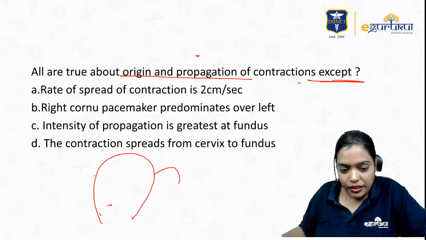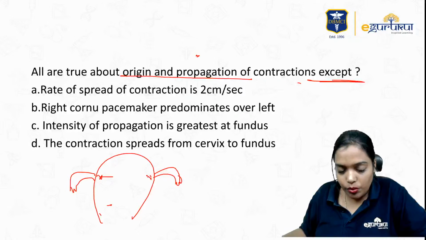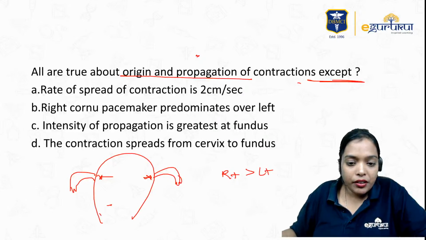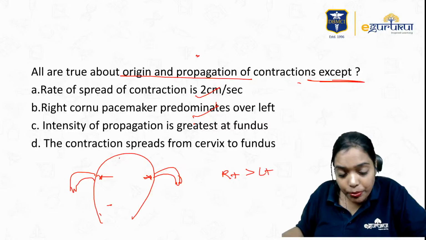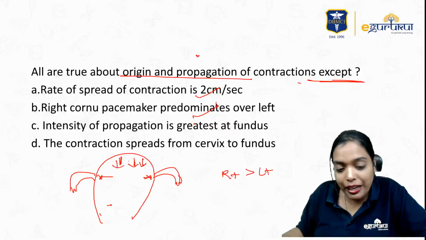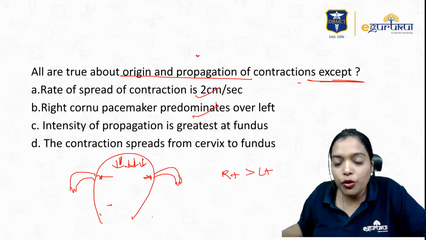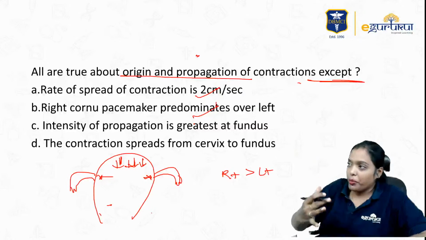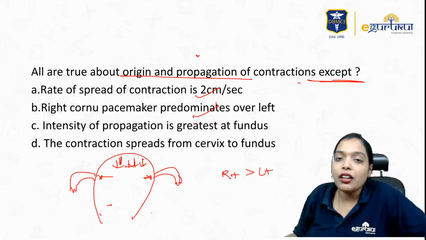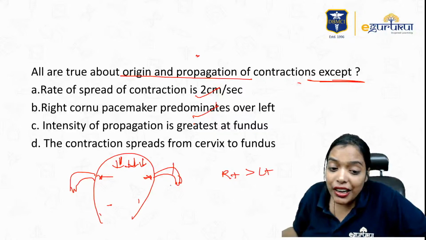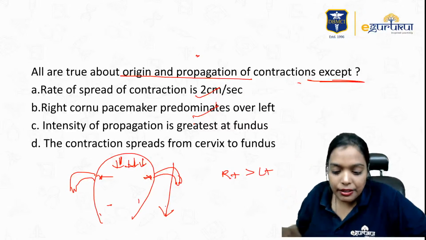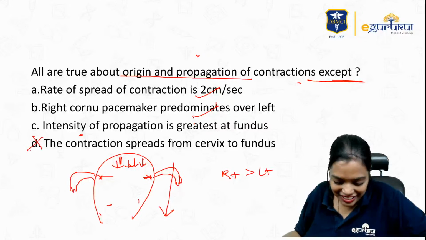So normally the contractions start at the cornu. Yes, right pacemaker is a little more predominant than left. So this is correct. Contraction spread is 2 cm per second. Obviously, intensity of propagation should be more at the fundus. Only then baby can go down. Do you want the baby to pop out from the abdomen by piercing and rupturing the uterus? No, you want it to come from down. So the contraction should spread from fundus to cervix, not cervix to fundus. So D option is wrong, right?